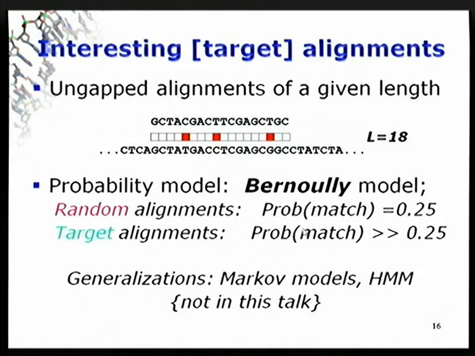Usually when you consider this problem, we consider similarities of given length and given level of similarity. For example, we have two models. One model is for random alignments, and in this case the probability of match will be about 0.25. Let me recall that I suppose the alphabet size is 4, which usually takes place in biology. But in the target alignments which you want to detect, the probability of match will be much more than 0.25. I will talk about Bernoulli models, where all positions are independent, but Markov models and hidden Markov models are also used in this area.